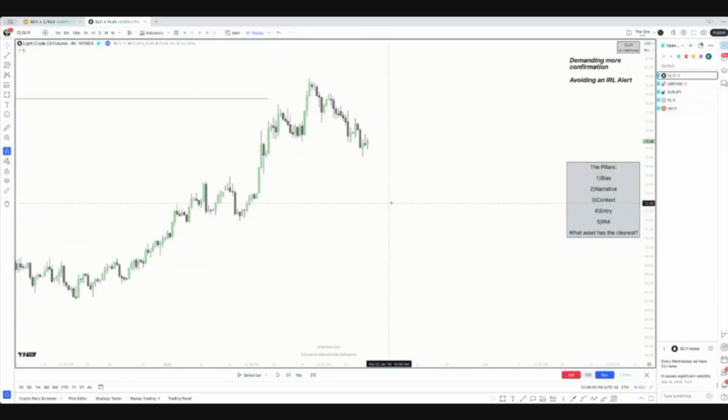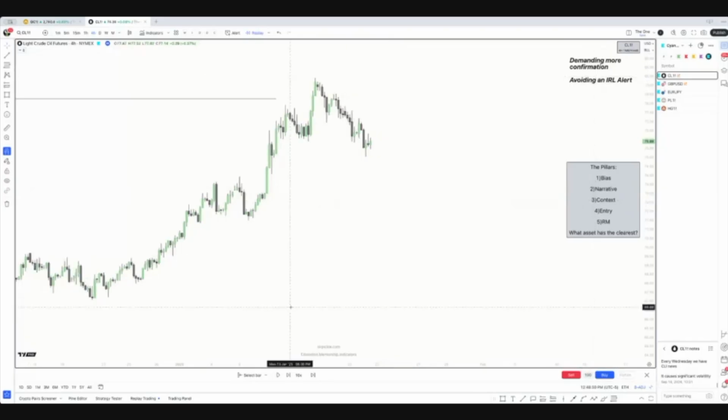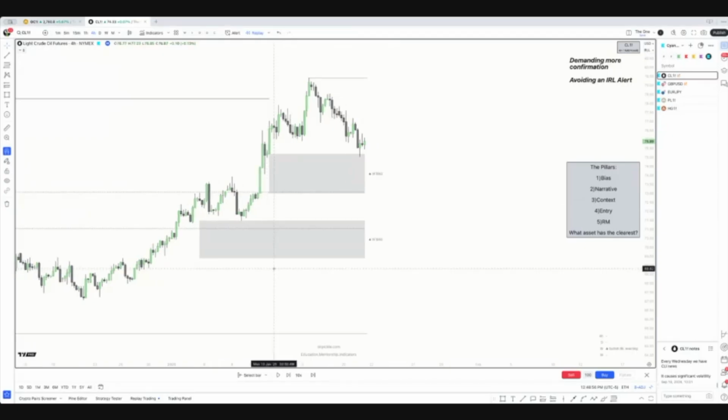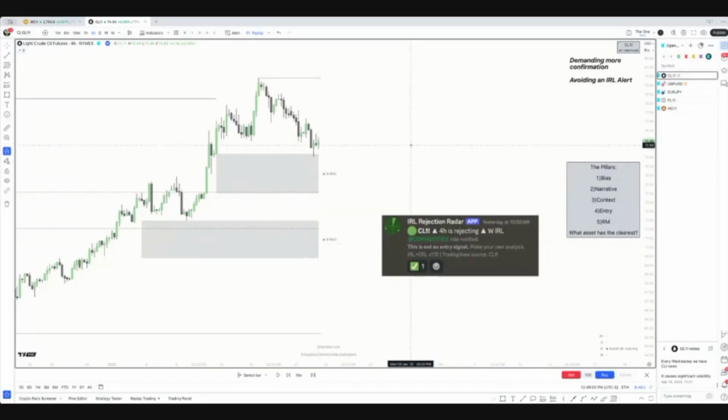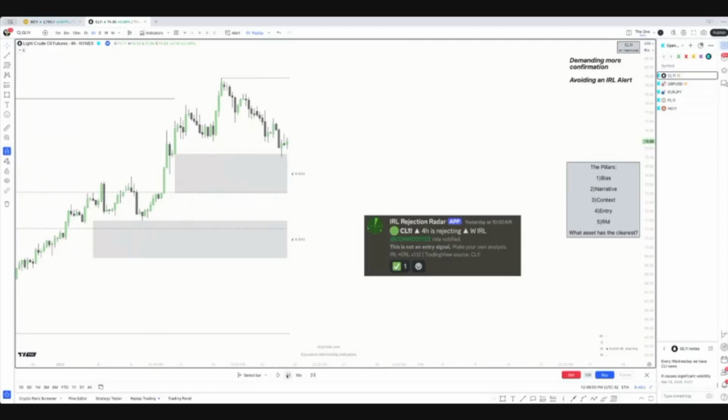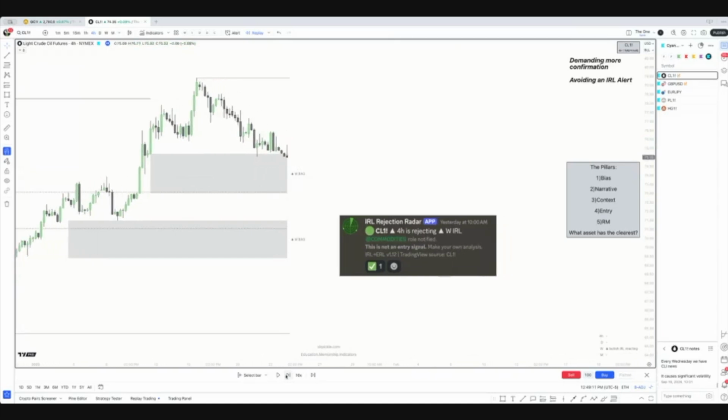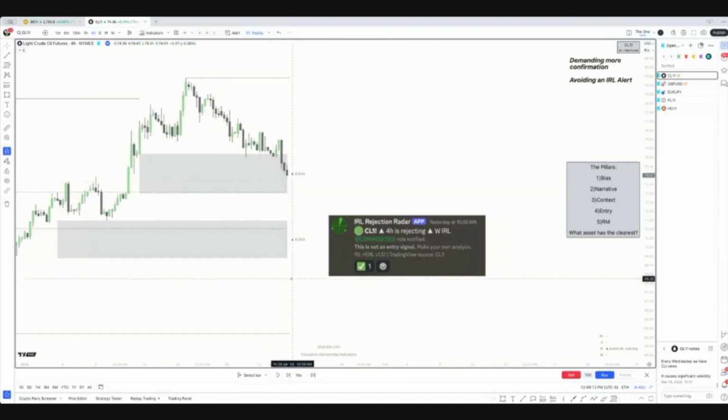We go into the 4-hour. I believe the IRL alert sent an alert that the 4-hour is rejecting, which I believe it is right here. Why did I avoid this one, right? This one right here. Let's go forward in time, see when that happened. That happened yesterday at 10 a.m. Let's move forward in time. Right there. That's when it happened.